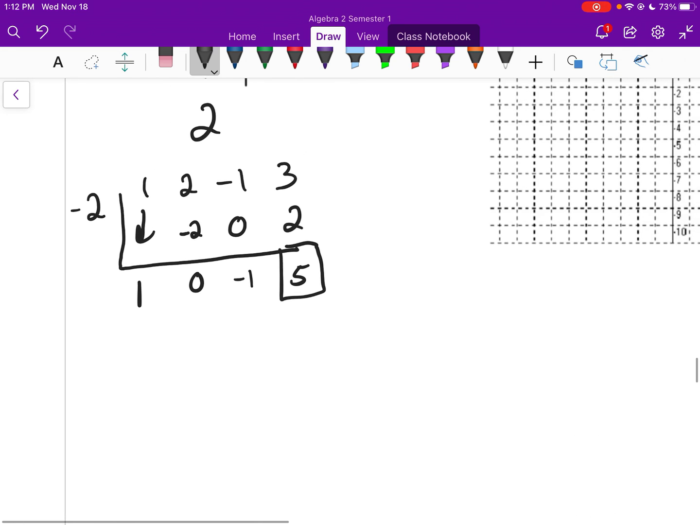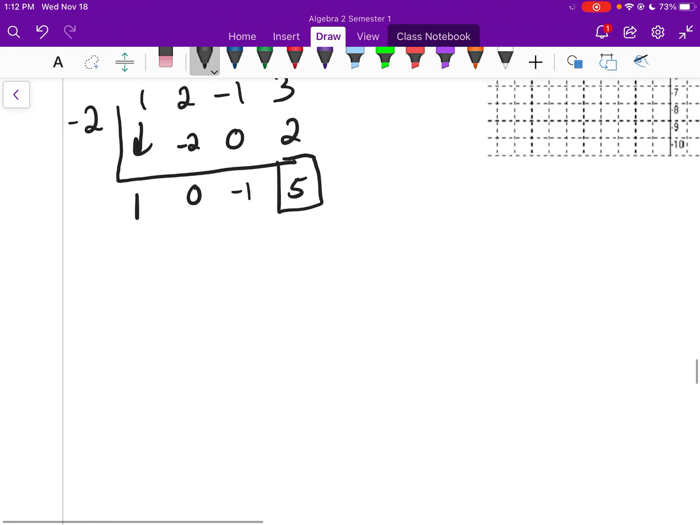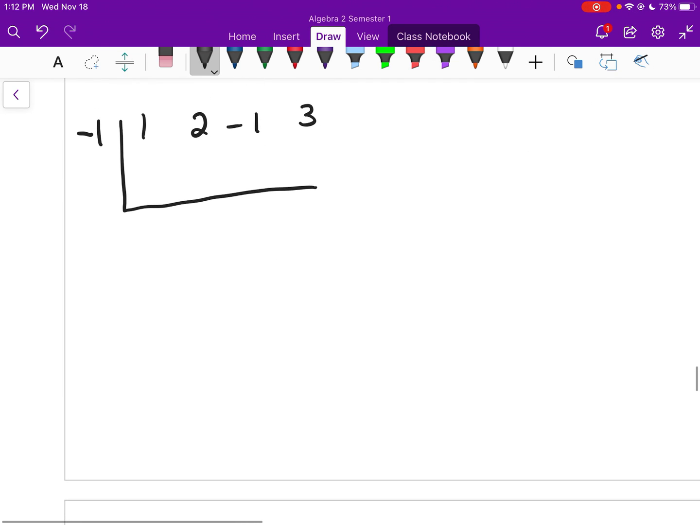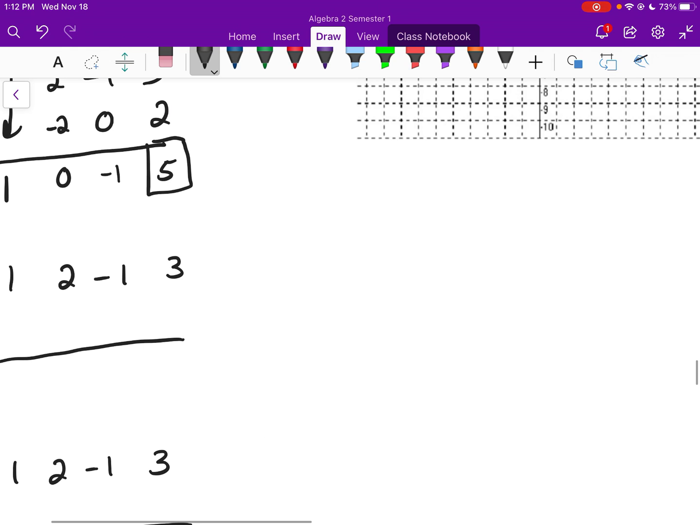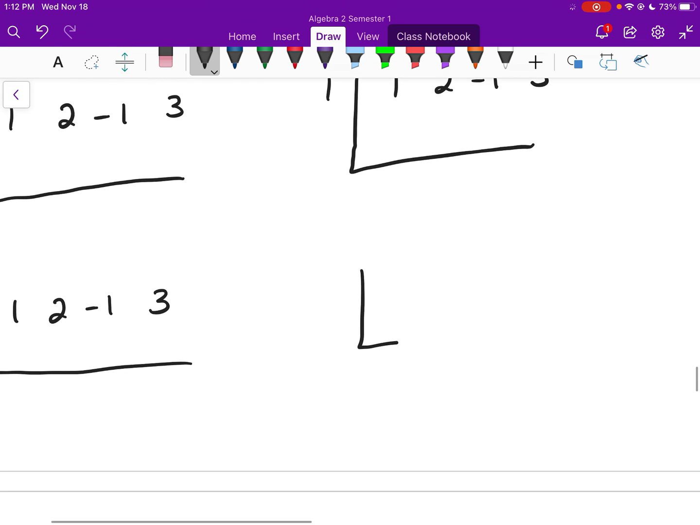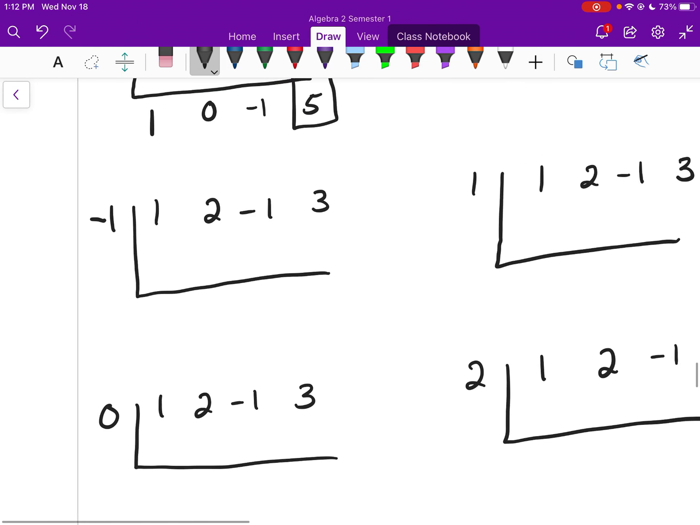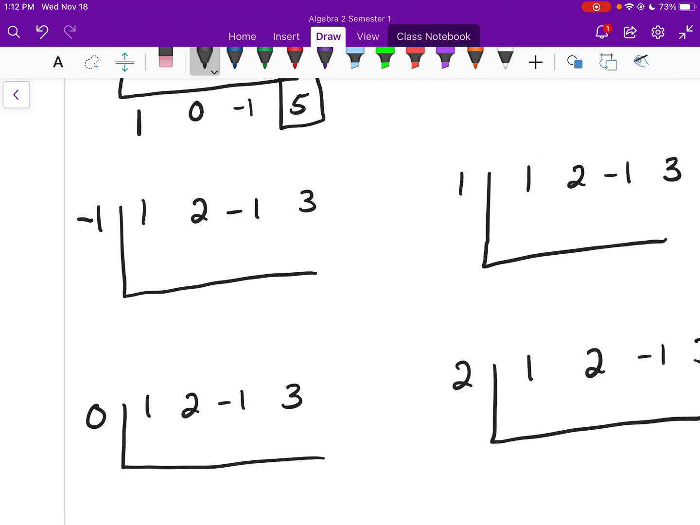Now with these, you're basically going to have the same setup. It's just we're going to have -1, with 1, 2, -1, 3. And you're going to do it with 0, with 1, and then finally 2. You have to evaluate at 2. So we'll walk through this on this one.